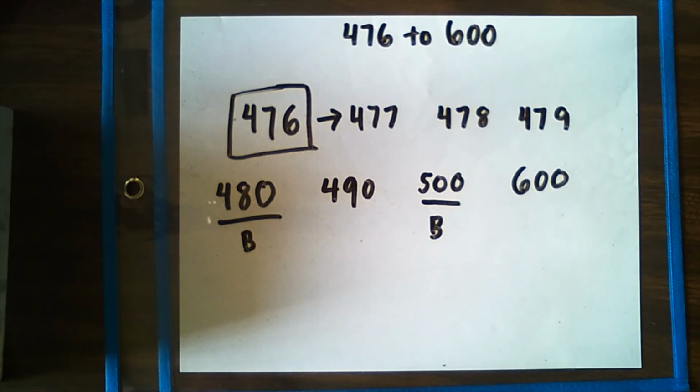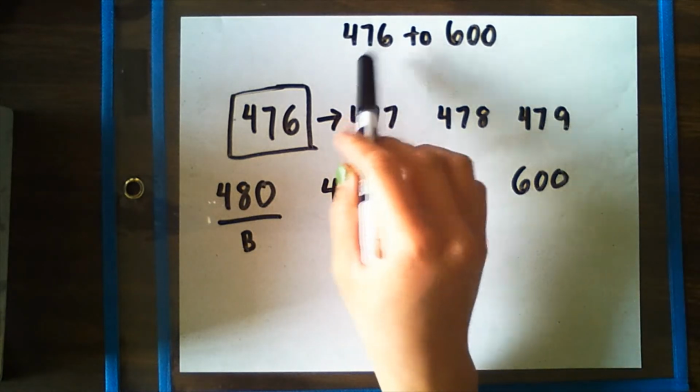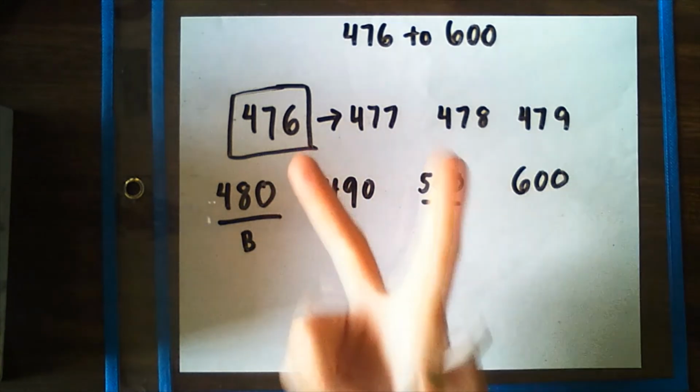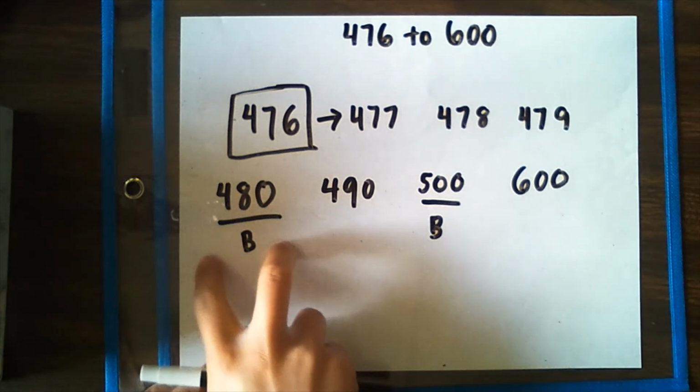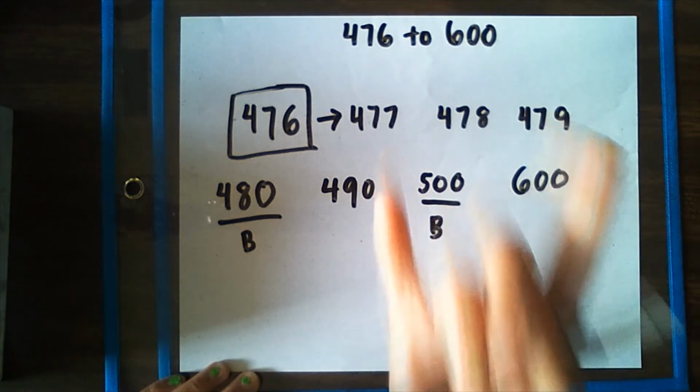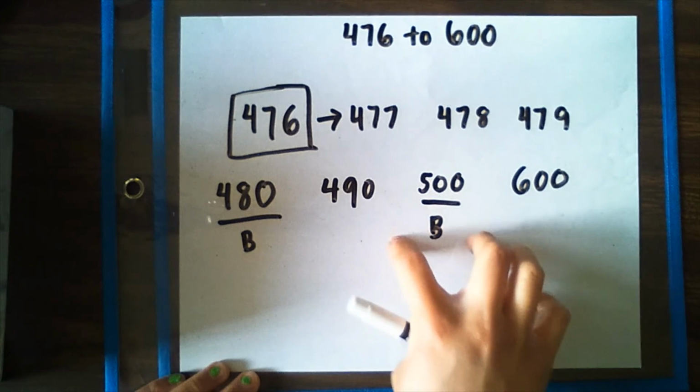So in this problem, when we were counting from 476 to 600, we had two benchmark numbers. Our first benchmark number was 480. Our second benchmark number was 500.